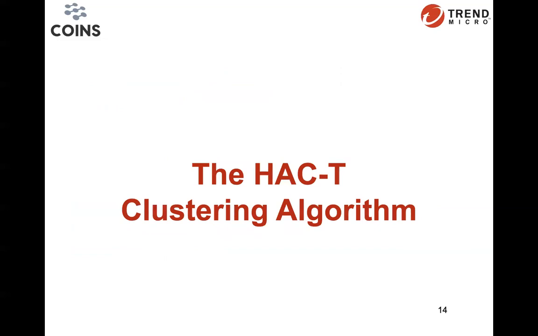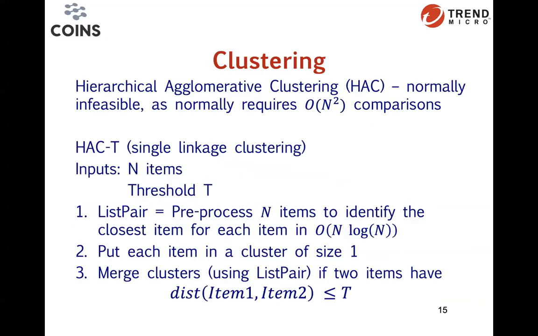We now apply that fast search tree to hierarchical agglomerative clustering. This is the HAC-T clustering algorithm. Normally hierarchical agglomerative clustering is infeasible because the first step is to compare every item with every other item. That's n-squared comparisons. And once we scale up, even this first step is infeasible.